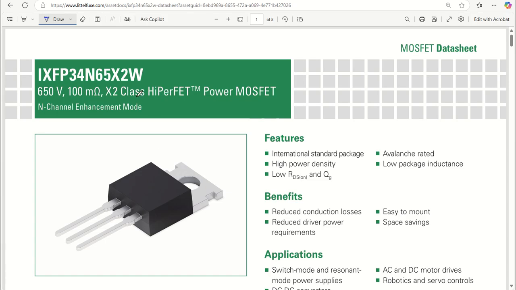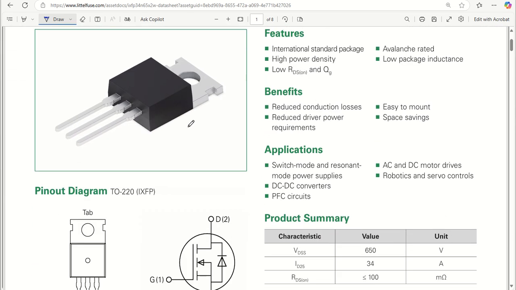So as you can see from the first page itself, we have the MOSFET part number. We have 650 volt capabilities with 100 milliohms of RDS on, and it is an X2 class HyperFET power MOSFET with N channel enhancement mode. A little bit of features is given already here: international standard package, avalanche rated, low RDS on and low gate charge. We have a lot of benefits, so if you want you can go ahead with that as well.